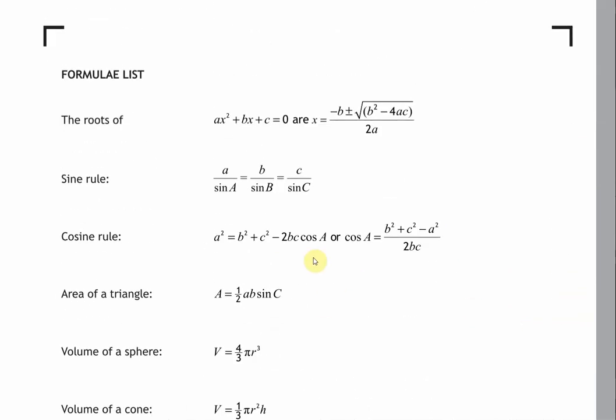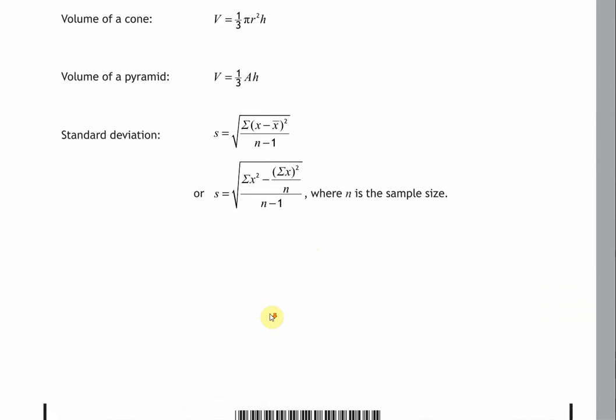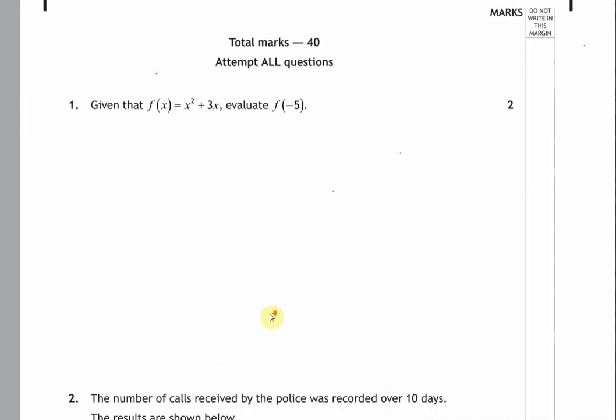Now again, you do get your formula sheet, so we will refer to this throughout the paper, but here we'll just take a look at question number 1. It gives us a function f of x is equal to x squared plus 3x, and it wants us to evaluate f of minus 5. So what we can see is that the x here has been replaced by minus 5.